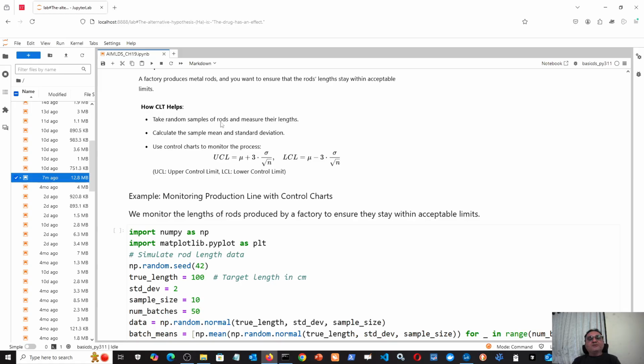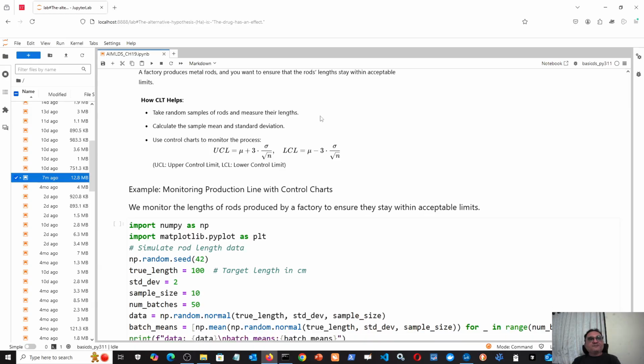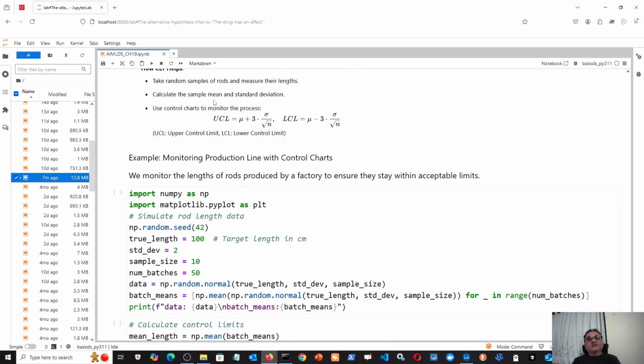So I would take random samples of rods which are independent of each other, in no way linked, and measure their lengths. Then I will calculate the sample mean and sample standard deviation, and use control charts to monitor the entire process. Control charts we will see when we plot that graph. Suppose you have decided that the upper control limit is the mean of the sample plus 3 times the standard error, sigma divided by root n, which is called the standard error.